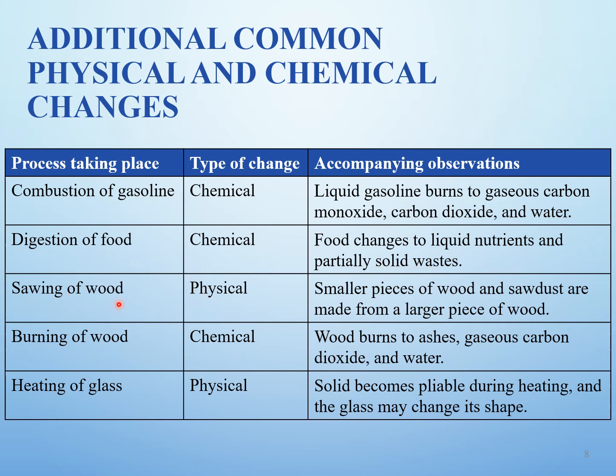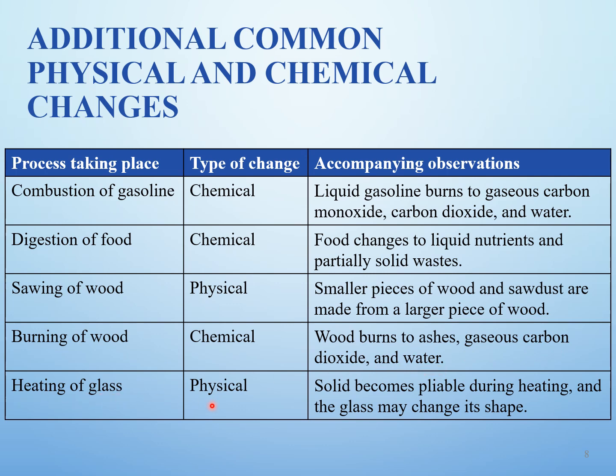Sawing of wood, remember, one piece of wood to little pieces of wood is just a physical change because it's just changing the size of the wood, and you can reverse it by, I guess you can glue the wood pieces together, but it's still wood. Burning of wood is going to be chemical because it's not wood anymore, it turns to ashes. It says wood burns to ashes, gases carbon dioxide and water will also be released.